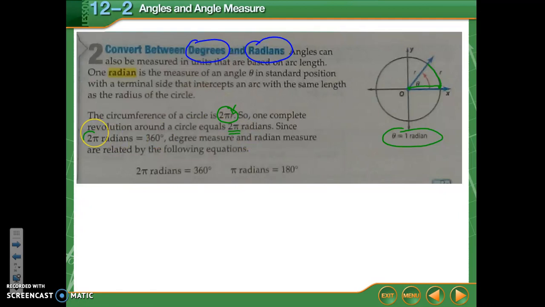So that means this is our conversion factor. And again, we'll talk a little bit more about where this comes from in class. Right now, you need to be able to just convert. 2 pi radians is the same as 360 degrees. So if I start here and go all the way around, I've done 2 pi radians, or 360 degrees. We can divide both of those by 2, and our conversion factor is that pi radians is the same as 180 degrees.